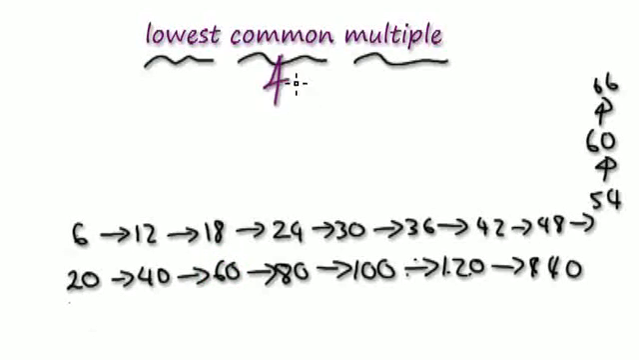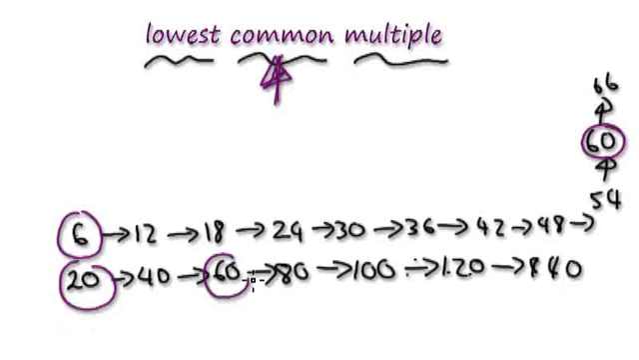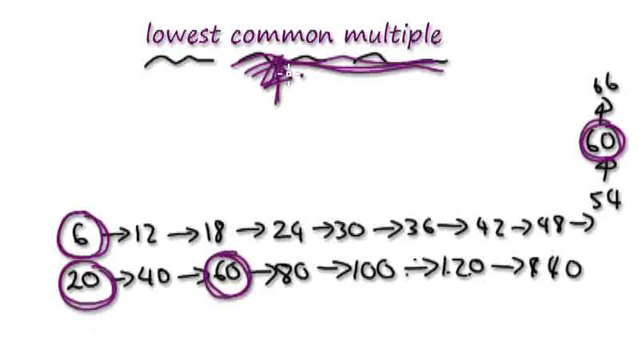Now, common means in common with both of them. So if you look at the common multiple of 6 and 20, well, if you look along here, you see if you get to 60, and then you've got 60 here. You see, 60 is a multiple of 6, and 60 is also a multiple of 20. So 60 is a common multiple of the two. 60 is a multiple, and it's also common to the two.